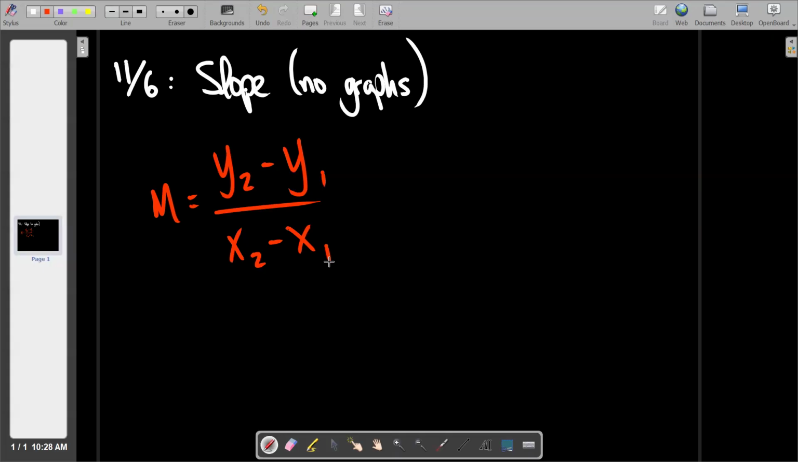Okay. So if you've seen this formula before, really it's just another way of saying what we talked about the other day. And that is quite simply, we're just finding the change in the y coordinates and we're dividing it by the change in the x coordinates.